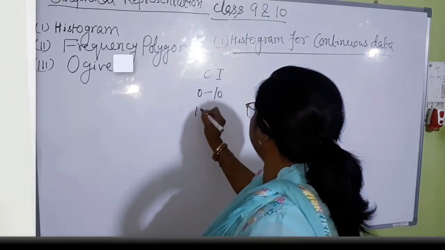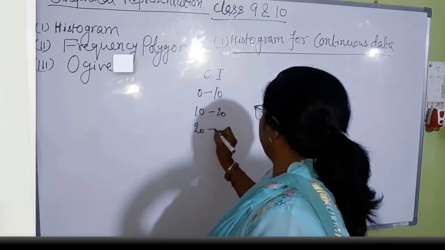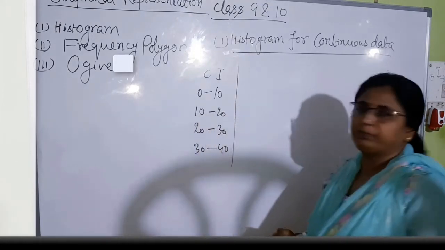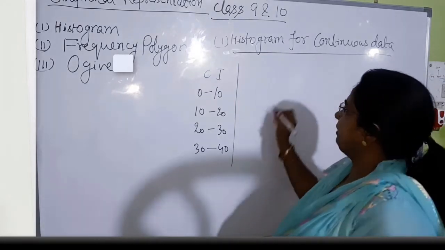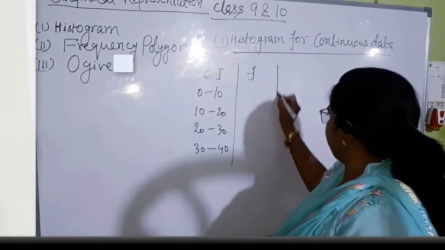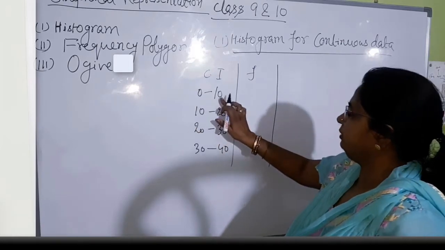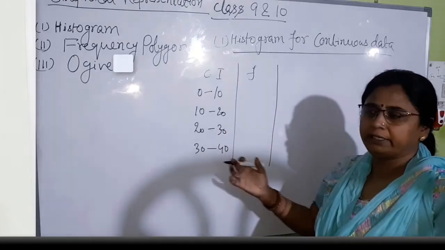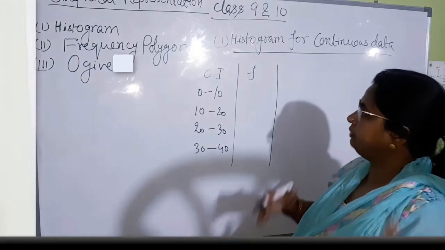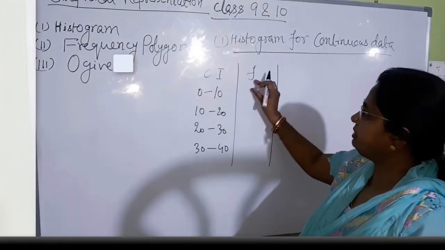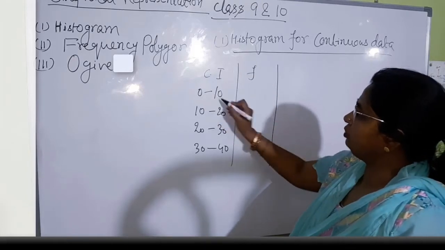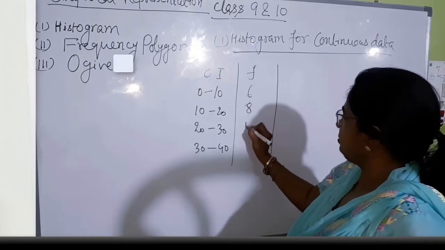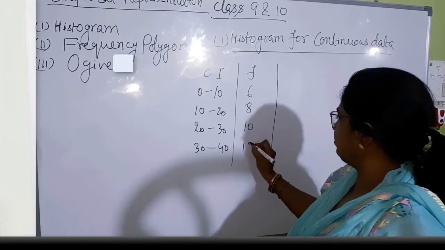For continuous data, suppose your data is given like this in class intervals 0 to 10, 10 to 20, 20 to 30, 30 to 40, just as an example, and their frequency is grouped data. All collected observations are converted into class intervals, and their frequency we will put gradually. For 0 to 10, suppose it is 6, then 8, then 10, and this one is 12.